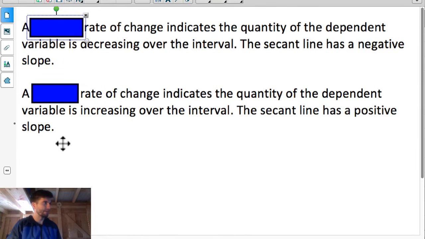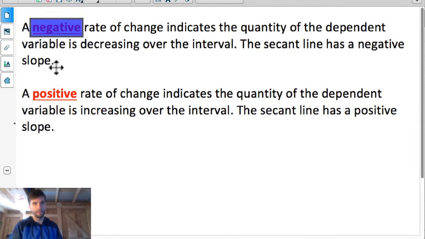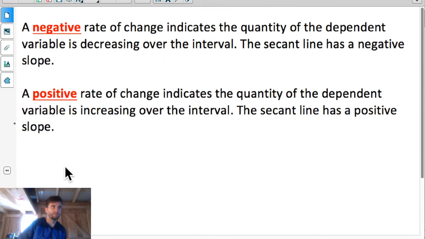This is just the difference between a positive and negative rate of change. So all 3 rate of changes we got in that first example were all negative. And they were all negative because the amount of water was decreasing as time was increasing. So a negative rate of change indicates the quantity of the dependent variable, so in our example it was volume, was decreasing over the interval. So the secant lines all had negative slopes. Positive rates of change would indicate that the dependent variable would be increasing over an interval, and you would see the secant line would have a positive slope.